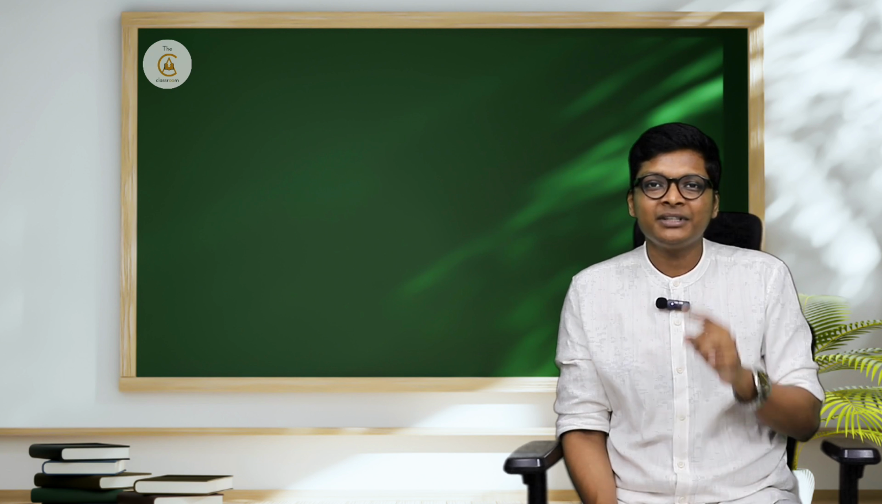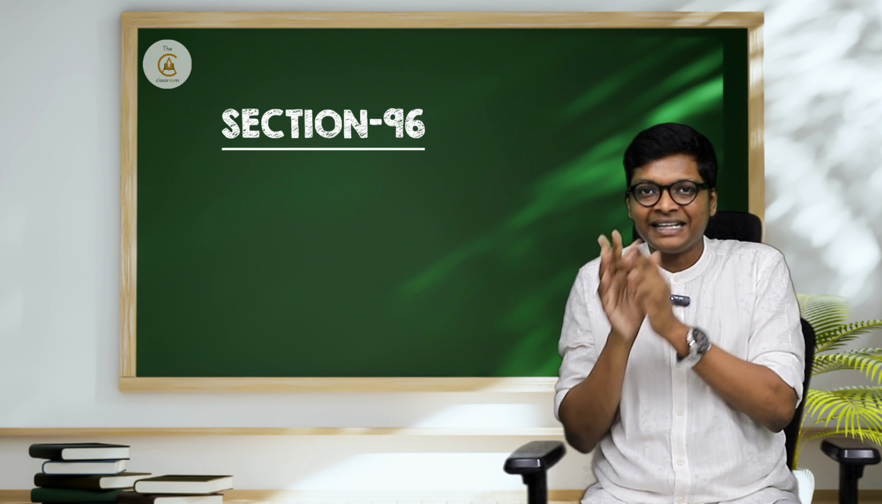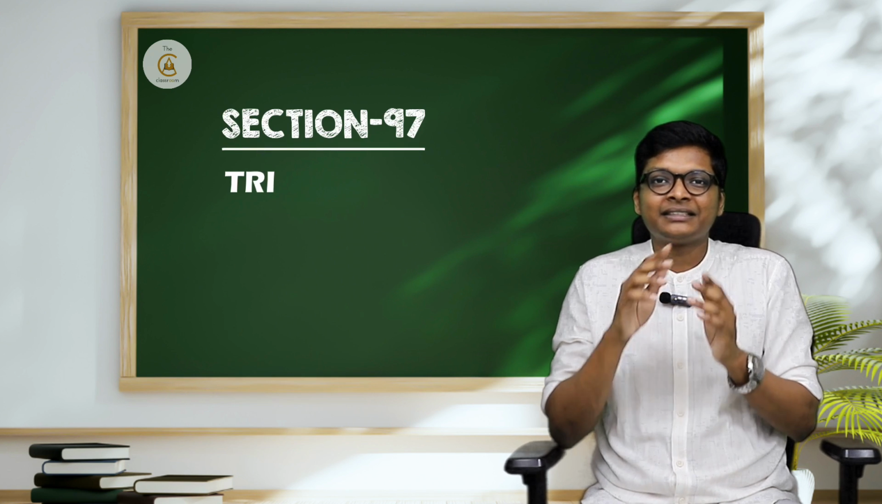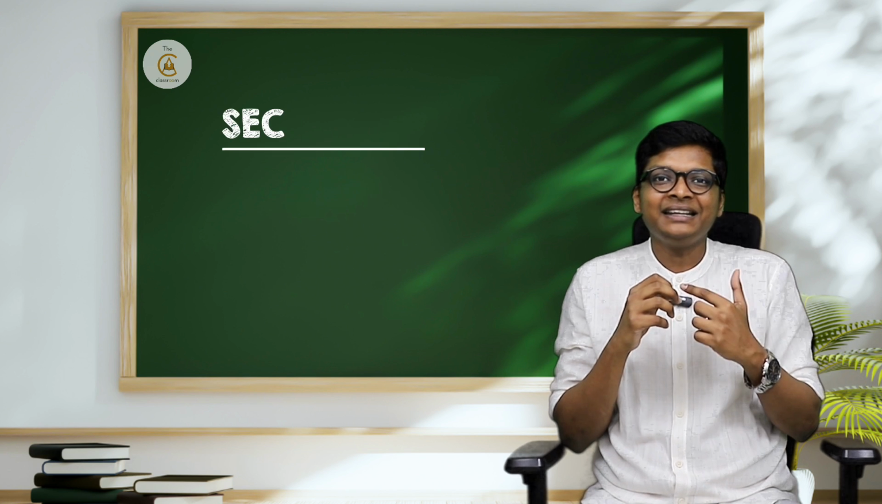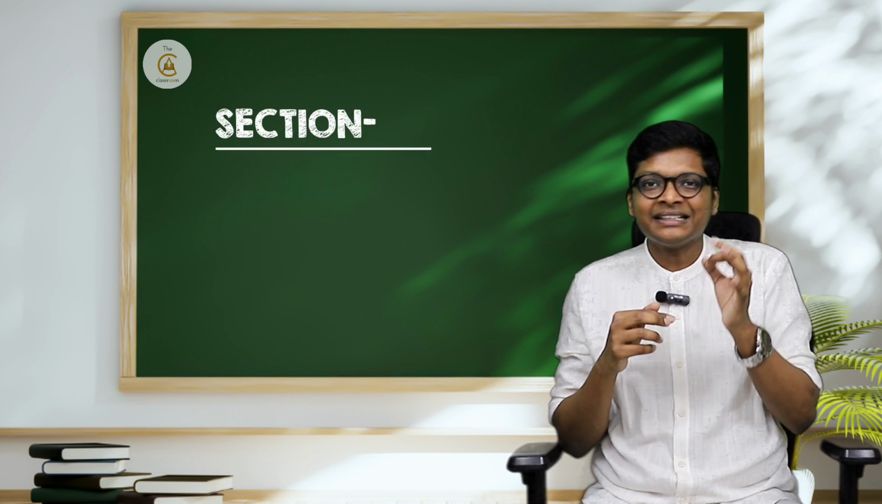94, not in our syllabus. 95 is registers is an evidence. 96 is AGM. 97 is tribunal to call for AGM. 98, tribunal to call for EGM. 99 is penalty. 100 is EGM.